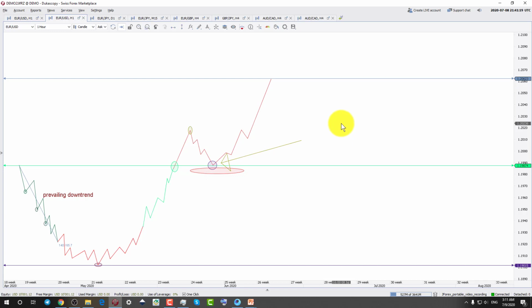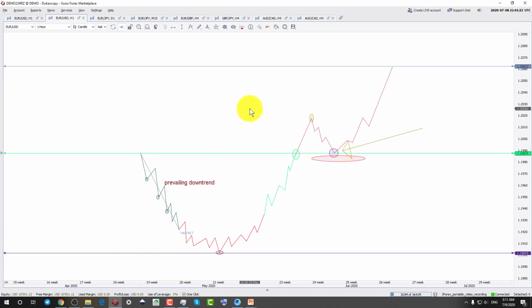That's all for the saucer bottom or the rounding bottom pattern. I'll tell you more about this pattern in the next video, where I will show you some examples from the real charts. Thank you very much for watching this video.